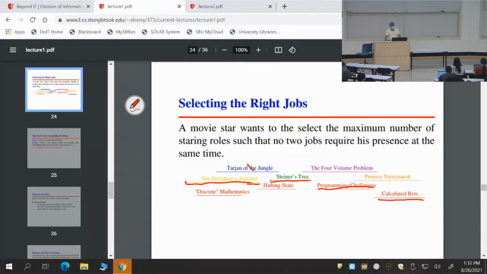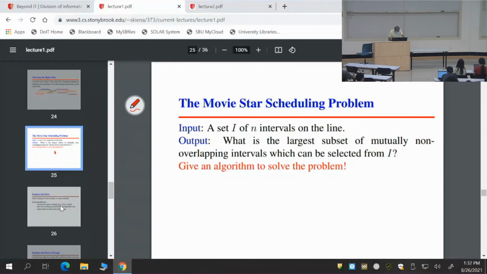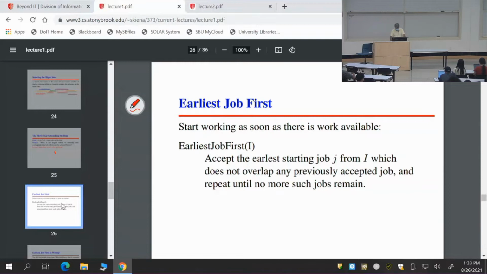True or false, does the first job, earliest job heuristic maximize the number of movies? You either need to give me an argument why it's right, or you got to give me a counterexample, yeah? Right, okay, so the way I was thinking, what happens if someone is pitching... The earliest job first, this is what I think your heuristic is. Start from the earliest job and keep going.